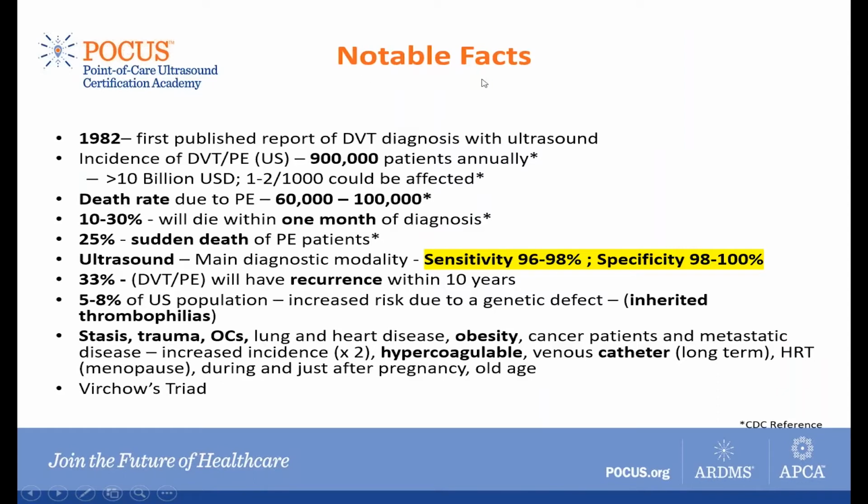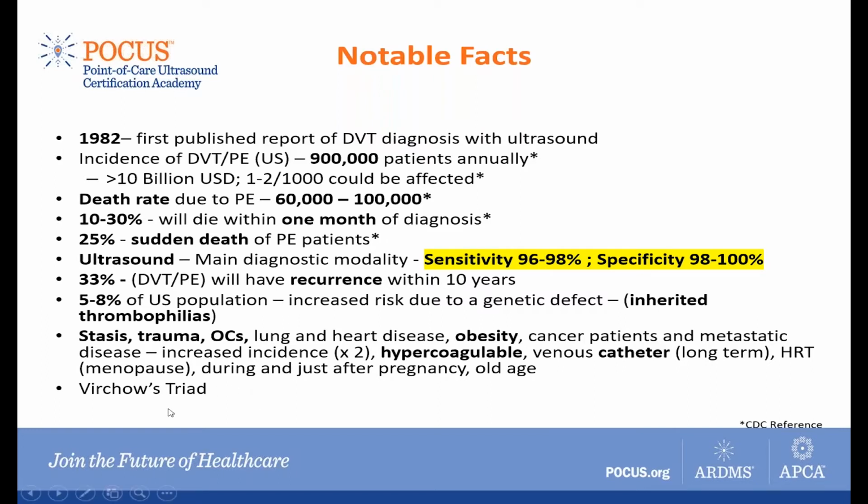Just a couple of notable facts. I won't go through all of them, but keep in mind this is a preventable cause of death, and 1982 was when the first case of DVT was reported. I checked the CDC, and they give a very wide range of 300 to 900,000 patients being affected annually, but they also claim that nobody really knows how many people are actually affected. But ultrasound, just to be aware, is a very sensitive method of diagnosing deep vein thrombosis in the lower extremity, and also very specific. And the cool thing is that it's very easy to learn.